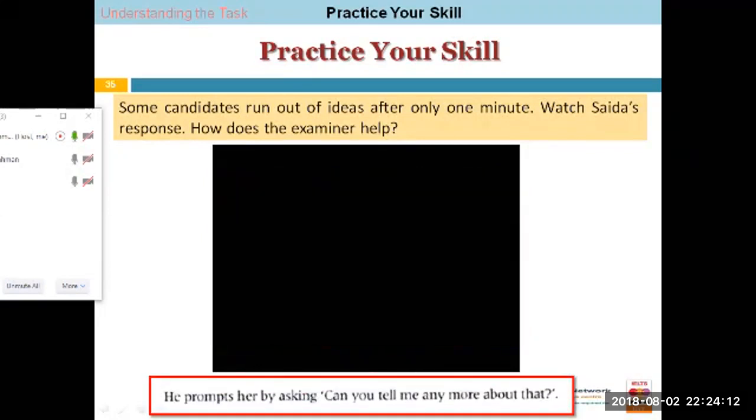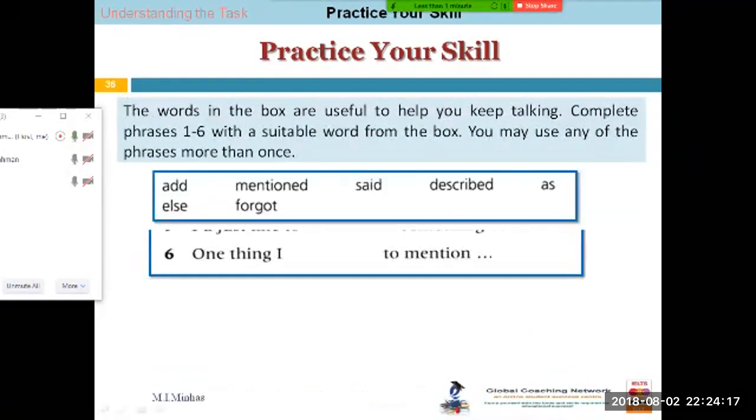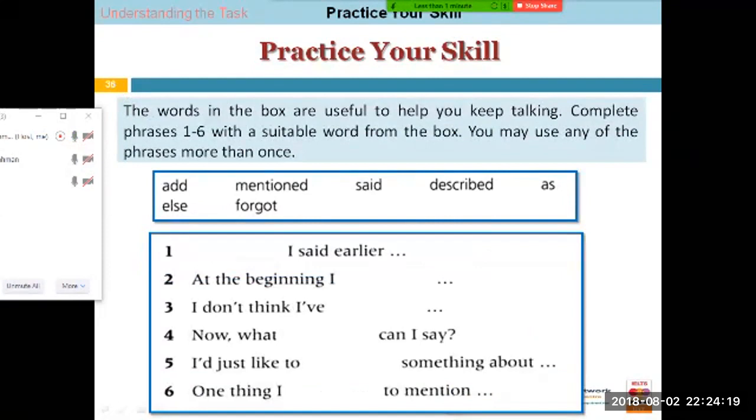Okay, so now I'm moving to the next exercise. Now these are the words, or you can say these are the phrases, that actually help you keep talking. Some of these are meant to add some more points to a previously discussed idea.